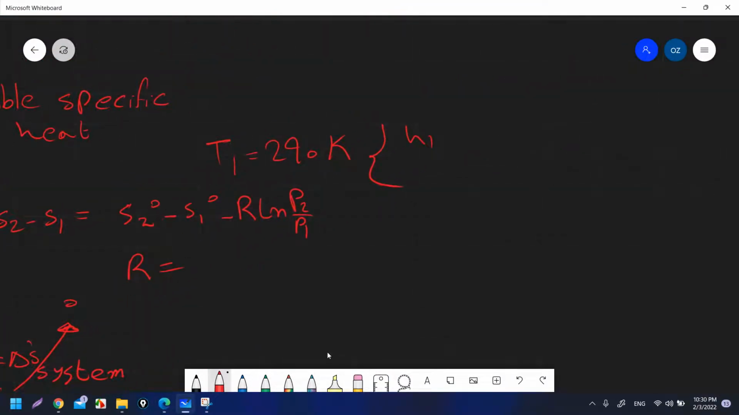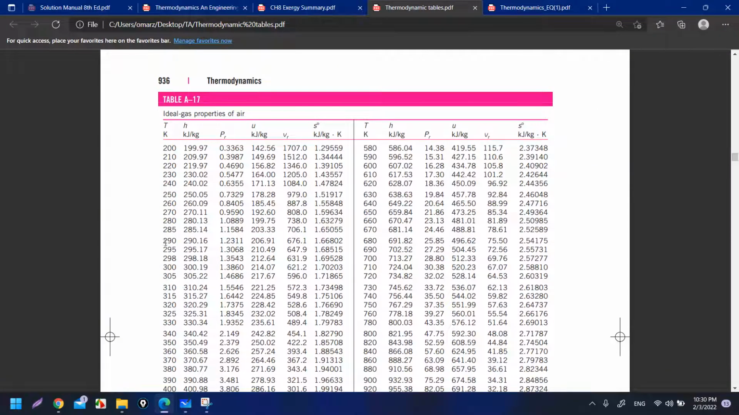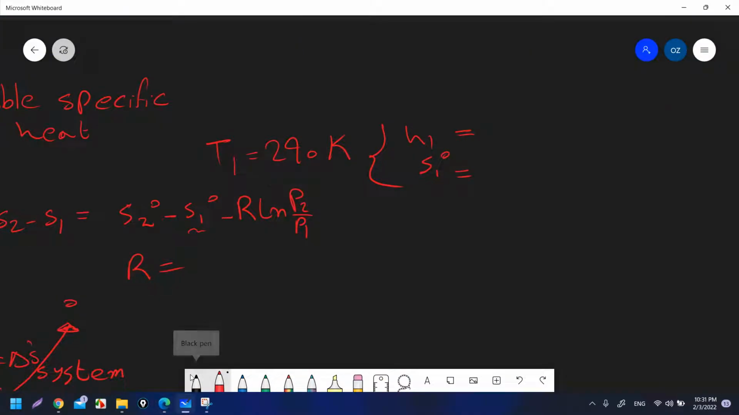Returning back to T1, 290 Kelvin, I want to find H1 and also S1 naught. For 290, H1 is 290.16 and S naught is 1.66802. So let's write them: H1 is 290.16 kilojoule per kilogram, and S1 naught is 1.66802 kilojoule per kilogram Kelvin.